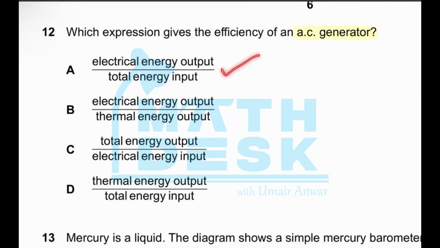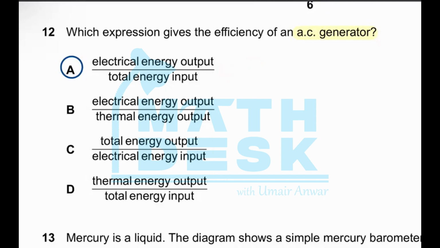Electrical energy output, thermal energy output, this is not correct. Total energy output, electrical energy input, no. Thermal energy output, total energy input, this is not the correct one. So part A would be the correct option for this part.